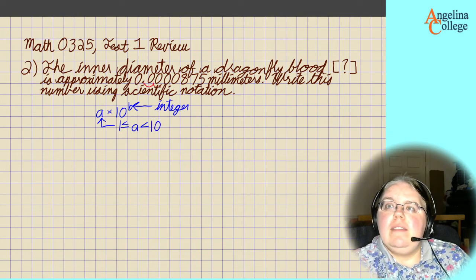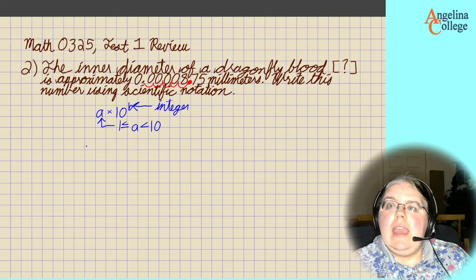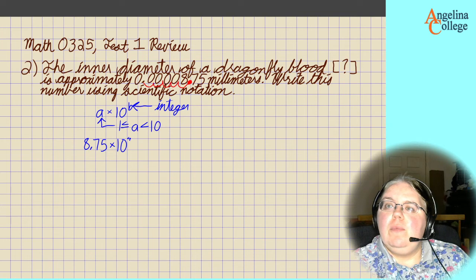So what I see is we'll want to move the decimal point to there. So A will be 8.75, and then times 10 to the, what's B? Well, let's take a look. We moved this decimal point 1, 2, 3, 4, 5 places.